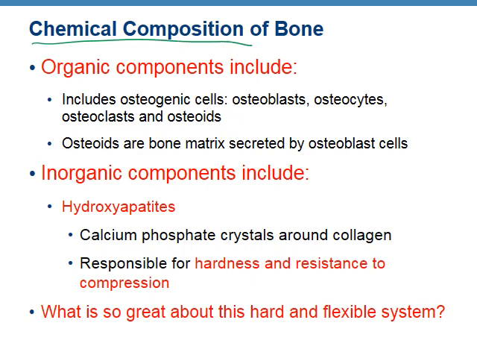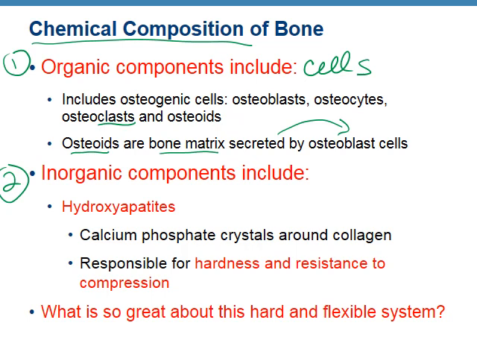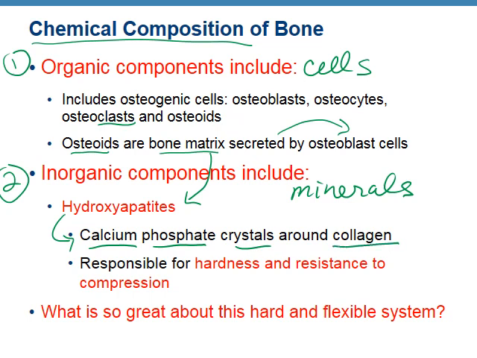Now we get to move to the fun stuff, which is the chemical composition of bone. So we have 1, organic components, and 2, the inorganic. When you see organic, think of the cells. All the blasts, the clasts, remember the osteoids, this is the bone matrix that gets secreted by the osteoblast that eventually gets hardened. Think of the inorganic as the minerals. So basically this bone matrix is going to be mineralized by hydroxyapatites. What are hydroxyapatites? It's really calcium and phosphate that's been crystallized around collagen.